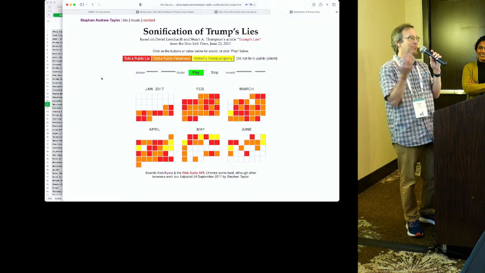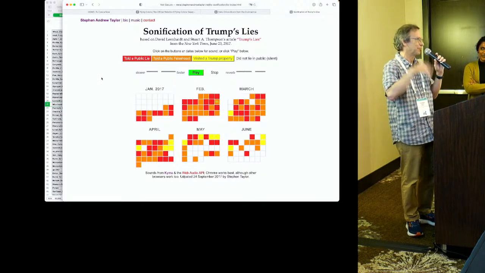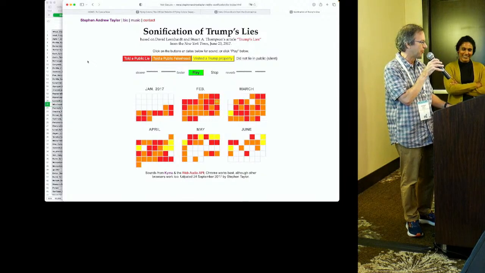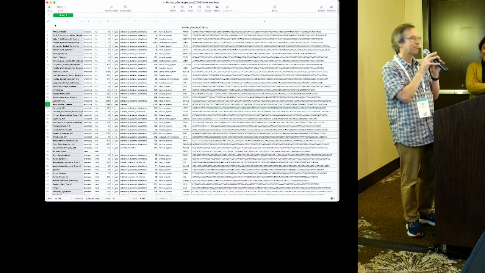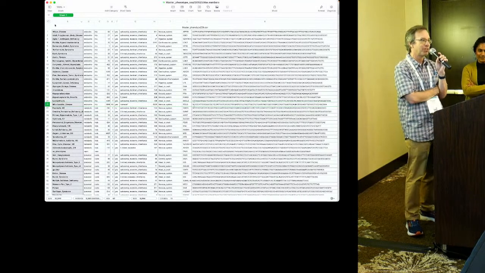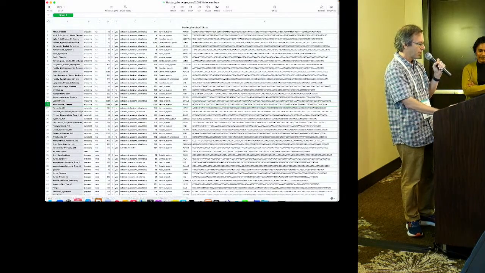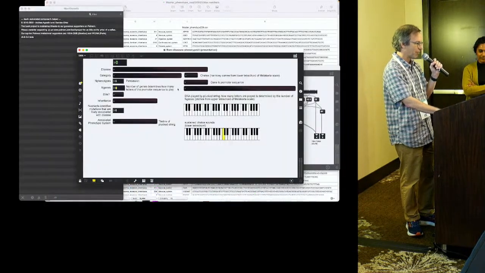Okay, so the problem is this was only the first 6 months, and of course there's way more. So I haven't figured out how to solve that problem of scale yet. But I came across a similar problem of scale with Aditi's spreadsheet, because we've got 230 of these things. And so the first thing I did was I wrote a Max patch.